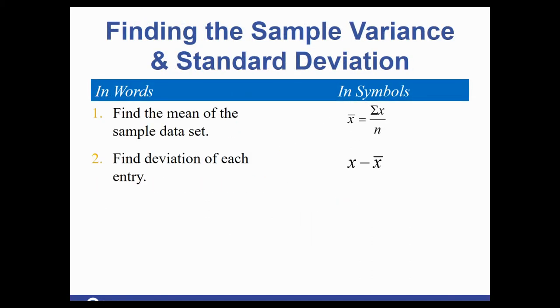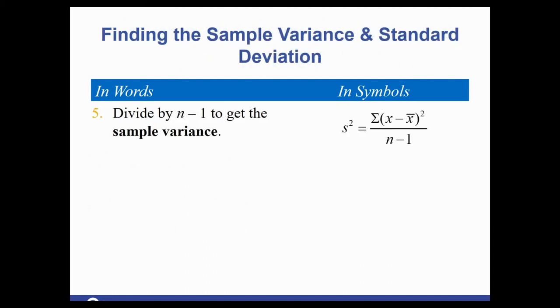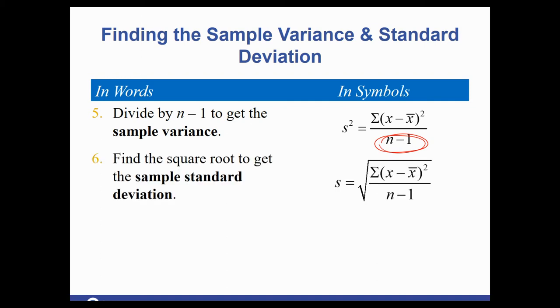So we're going to find the mean. We're going to take the mean and subtract it from each one of our data entries. We're going to square each one of those, add them all up, divide by n minus 1, and then square root to get that sample standard deviation.